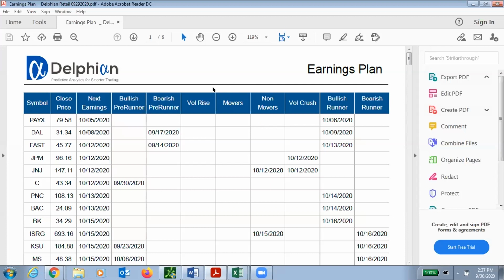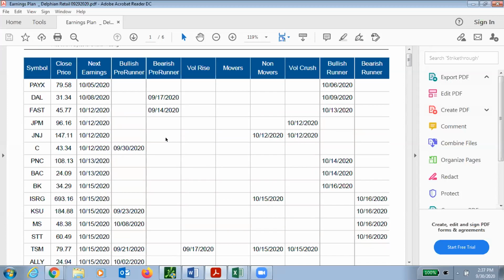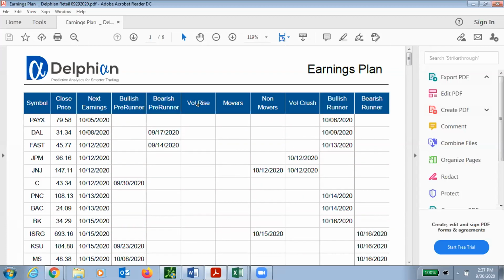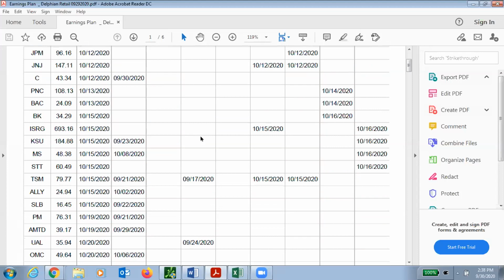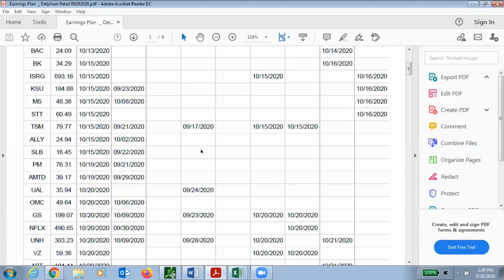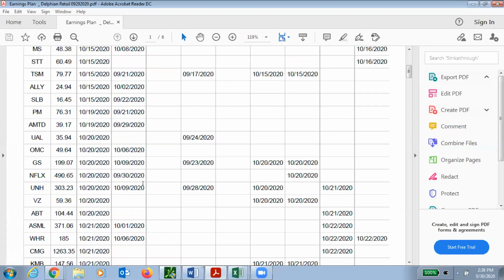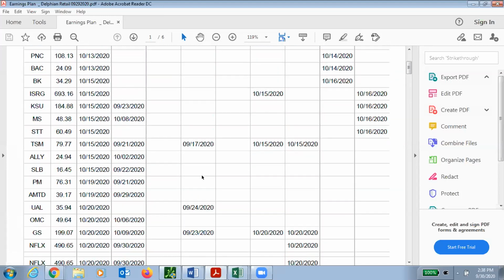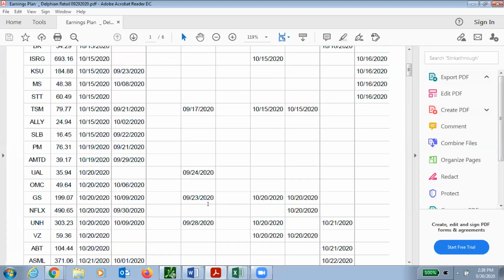The other thing I wanted to show you guys was, like we mentioned before, I've traded some of these vol rise trades in the past, but I've noticed some of these coming up recently. This TSM, which is Taiwan Semiconductor, United Airlines, Goldman Sachs, I think, and then you've got United Health Group here. So we have a handful that are coming up to do these vol rise.